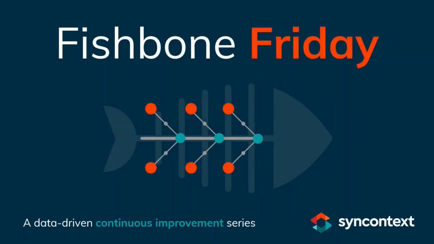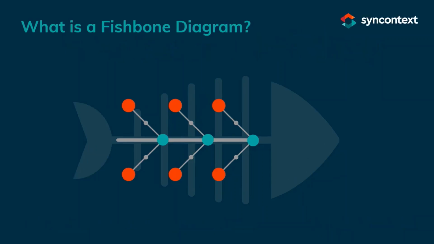Okay, before we get started, as this is our first Fishbone Friday edition here on YouTube, I want to first explain what a fishbone diagram is and why it's important when it comes to root cause analysis. A fishbone diagram, also known as an Ishikawa cause and effect diagram, is a popular and proven method of root cause analysis, typically focusing on six categories within a business, or in this case, a distribution center.